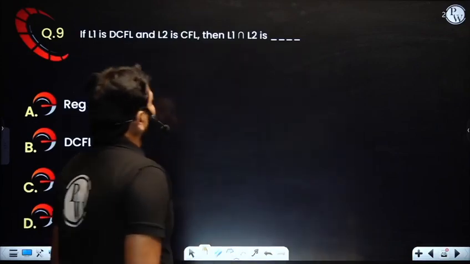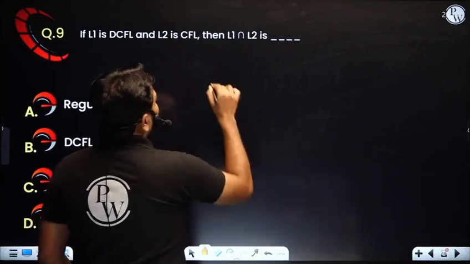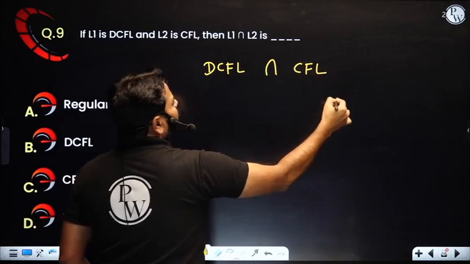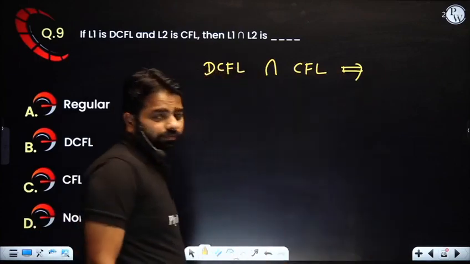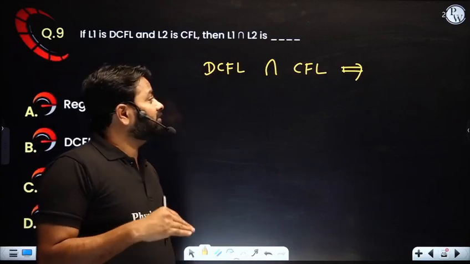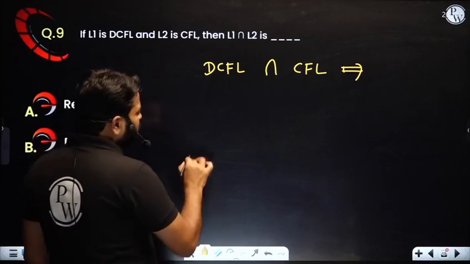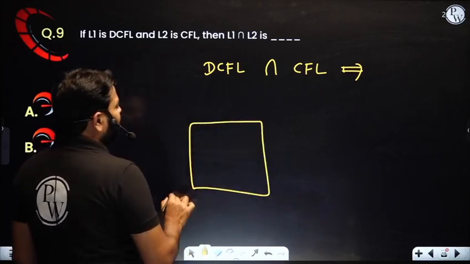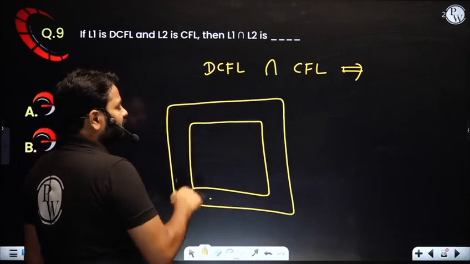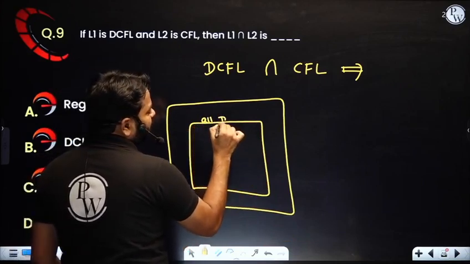Next. Now very interesting. DCFL intersection context-free language. What is it? I'm trying to say something which I did wrong during my BTech. What was my mistake? I used to assume this box is a DCFL and this box is a CFL. Wrong. This box is not a DCFL. This box is what? All DCFLs.